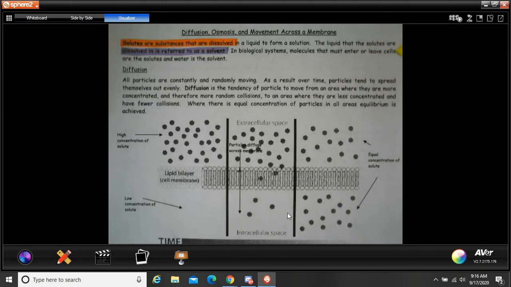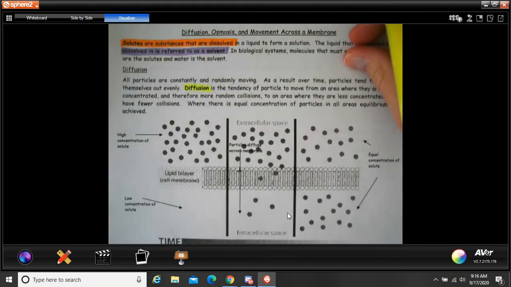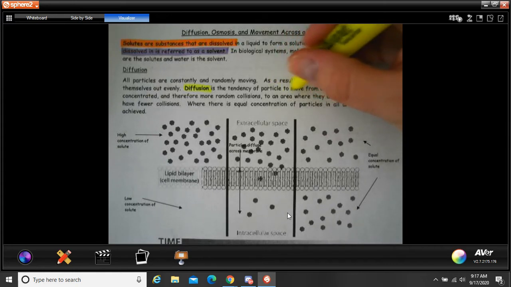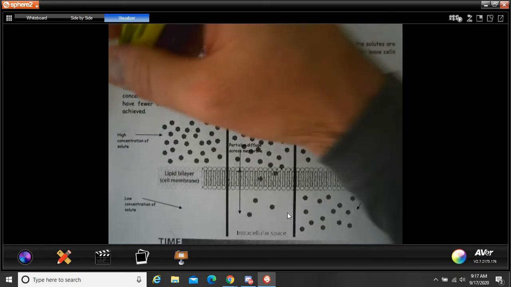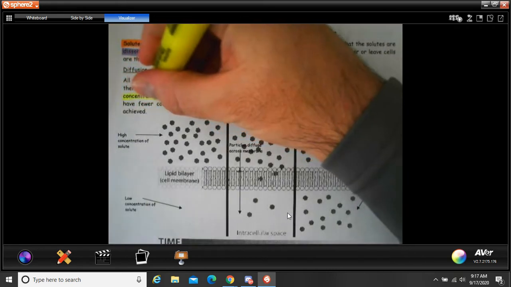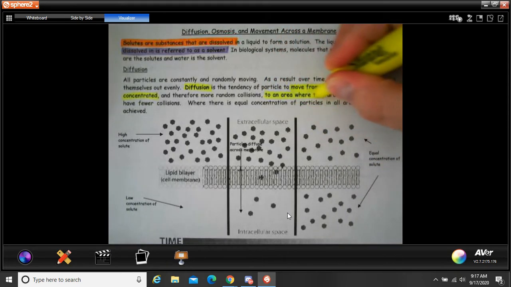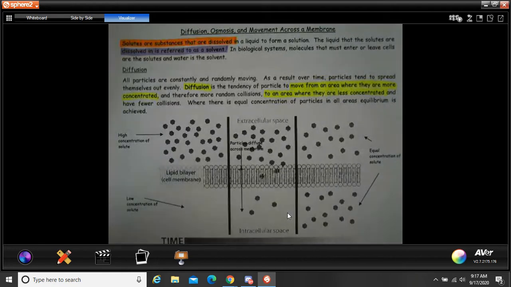Okay? So that's important. When you observe things that are dissolved and able to move around in some sort of solution, they tend to move from an area of high concentration to an area of low concentration, to an area where they are less concentrated.